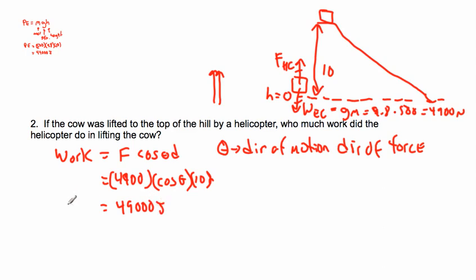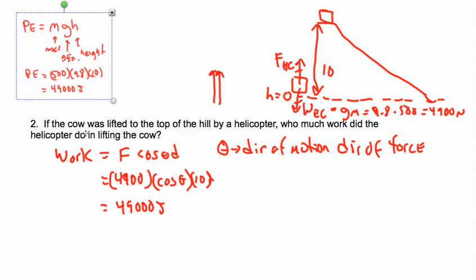And so the amount of work turns out to be 49,000 joules. And that might not be surprising because since work is energy transferred, then the helicopter transfers this amount of energy to the cow, and as we saw before, the cow then stores that amount of energy as it sits on the hill. Again, energy isn't created or destroyed, just changes where and maybe how it's transferred. In the next segment, we'll look more carefully at that.